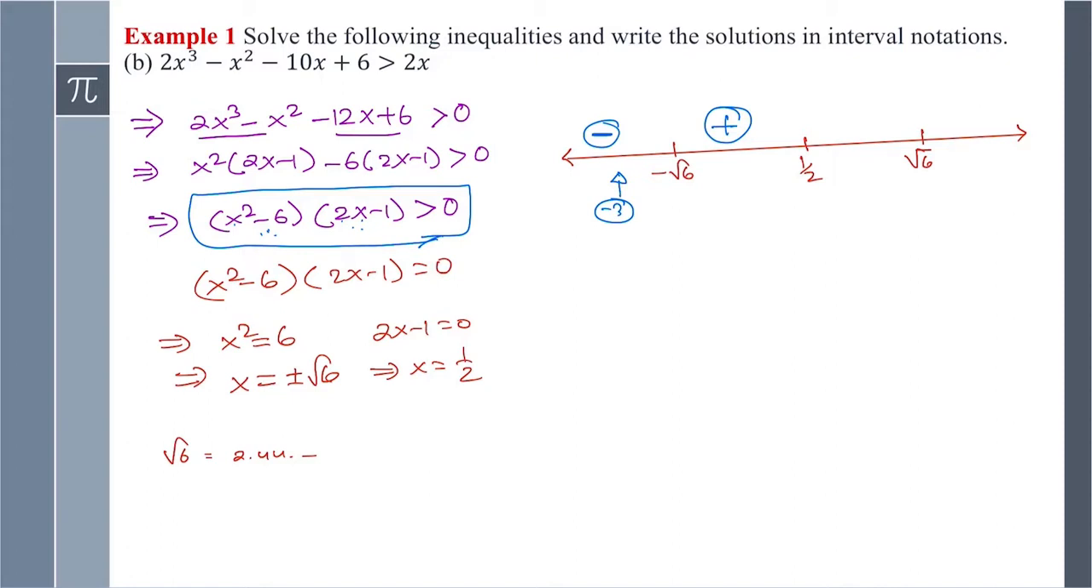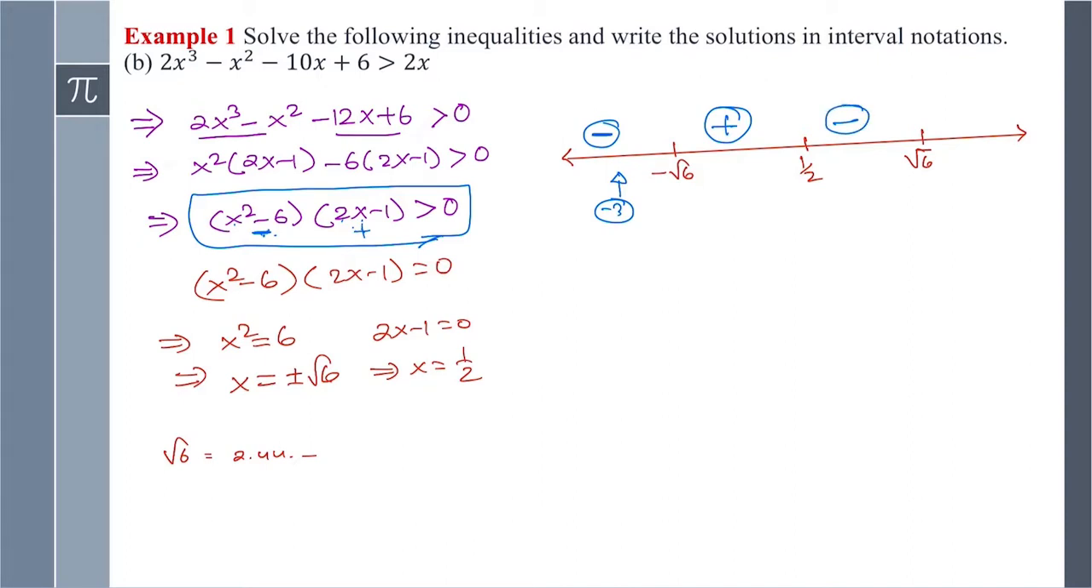Similarly, let's pick a number between 1/2 and square root of 6. So we'll just pick a 1. So if we take 1, 1 squared is 1 minus 6. So we get a negative number here. And then 2 times 1 is 2 minus 1, which is 1. So we get a positive number here. So negative times positive is a negative number. So this gives us a negative number.